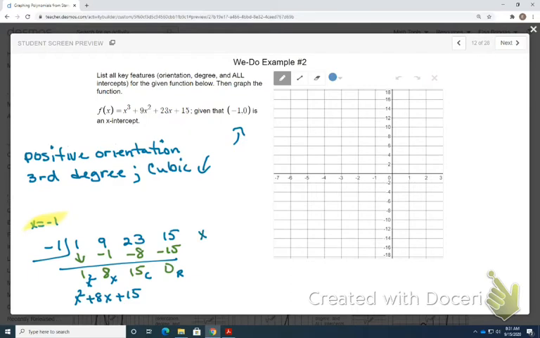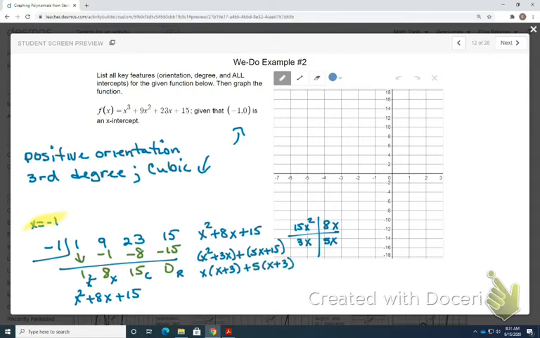So if I try factoring that, I'm going to rewrite it over here so that I could show my work. So if we multiply a times c, we get 15x squared. And then middle term, 8x. Factors of 15x squared that give us 8x when we add them are 3x and 5x. So then our factors are x squared plus 3x plus 5x plus 15. Factor out common factors. So I have a common factor of x in the first parentheses. And in the second parentheses, I have a common factor of 5.